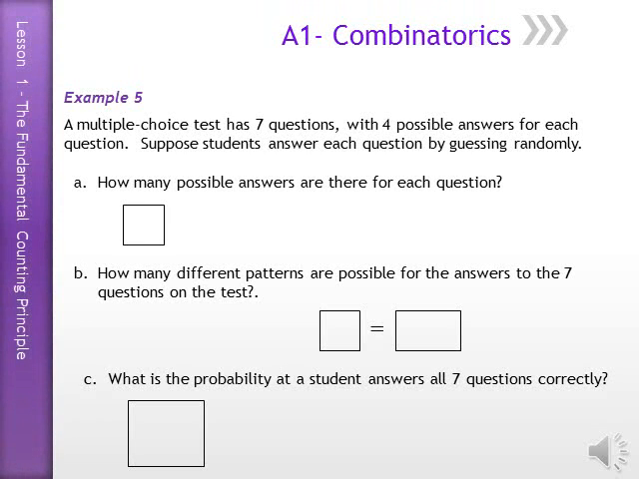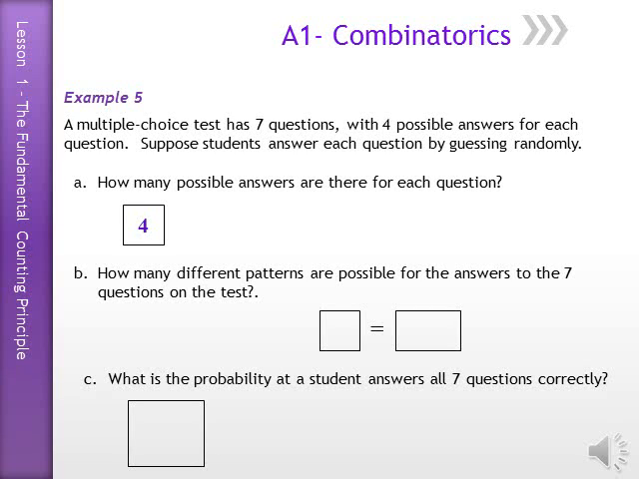Let's look at a similar question. Example 5. A multiple choice test has 7 questions with 4 possible answers for each question. Suppose students answer each question by guessing randomly. First, how many different answers are there for each question? In this case, 4.